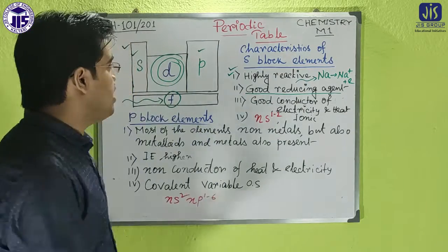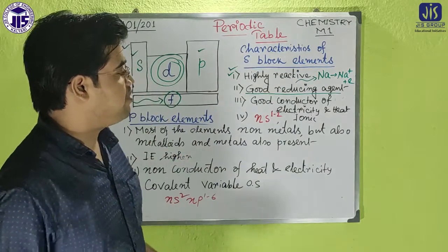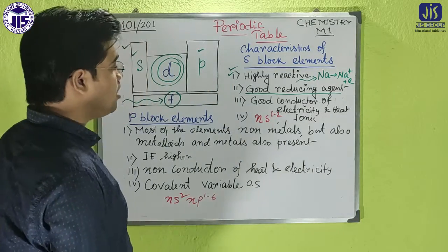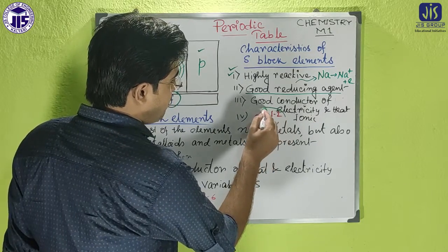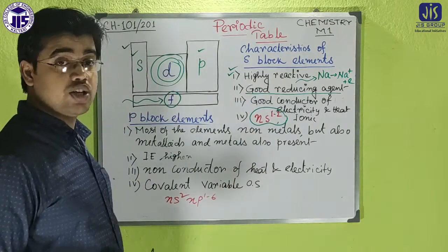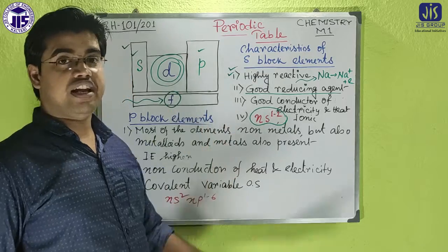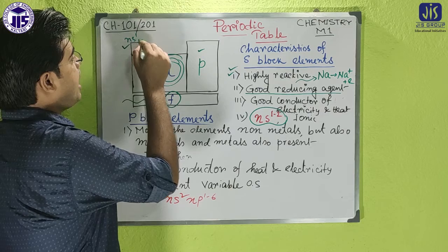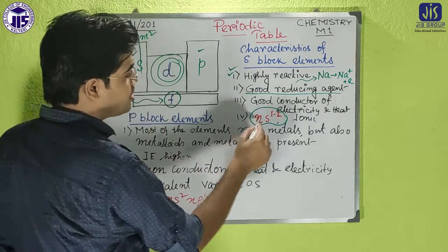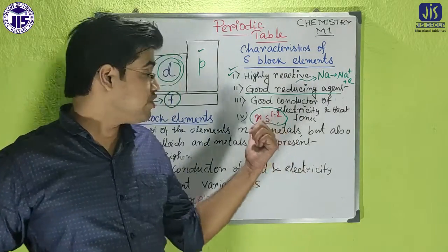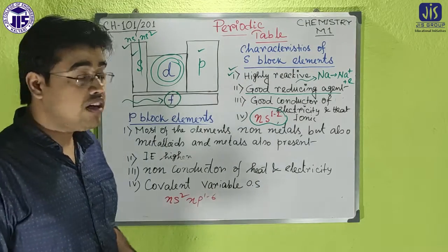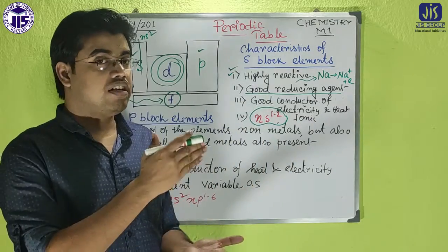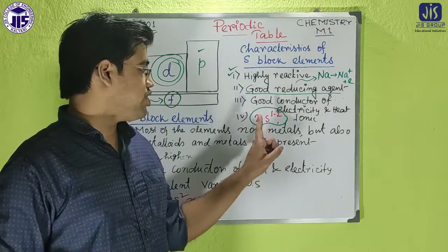Generally, all these elements have very high electricity and heat carrying capacity. Next, and this is very important, you have to keep in mind the general electronic configuration of the S block elements. It is either ns1 or ns2. That's why it is written ns1-2. This is the general configuration, which means all the elements in the S block fall in the category of either ns1 or ns2.